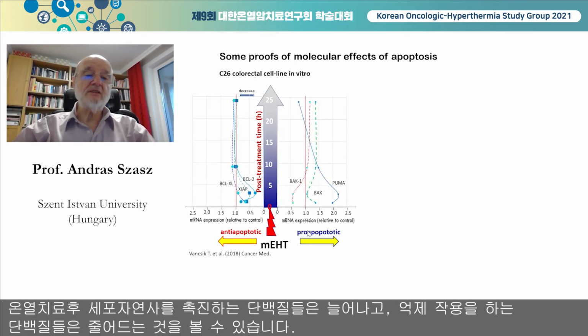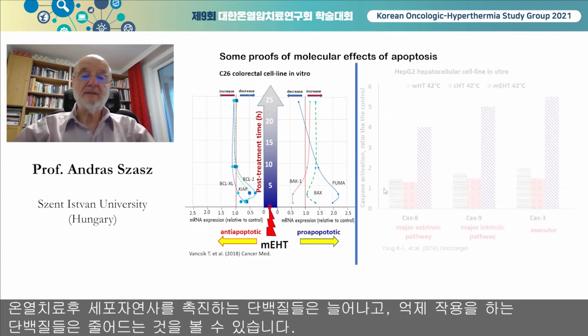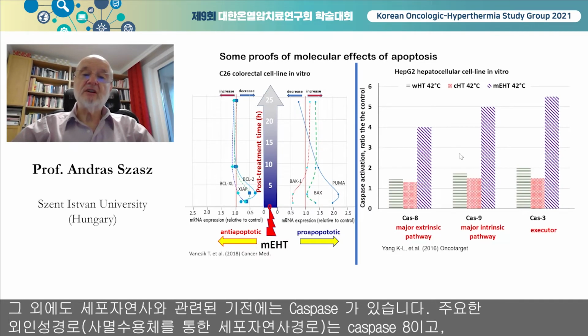And then you can see that the proteins which make anti-apoptotic effects are lowered from the standard level within 5 hours after the treatment, while the pro-apoptotic proteins are growing from the standard level. So it means that we are helping the apoptotic process molecularly with these molecules. Also, we can see the other molecular effects with the caspases.